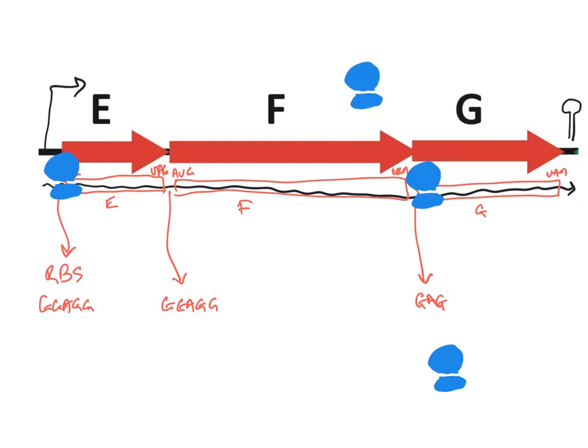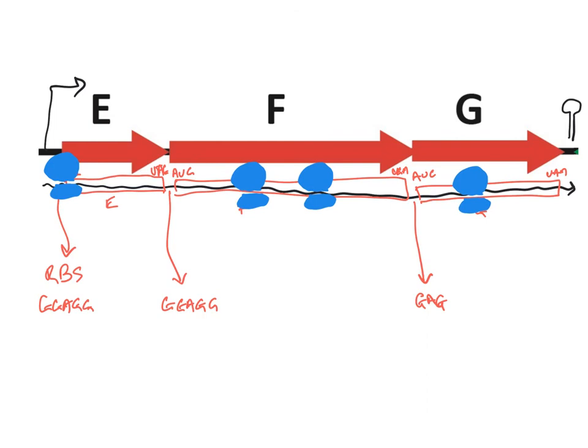Of course, we can actually have multiple ribosomes. So one might start here and start to translate along here, and when it's at this point, another ribosome might come on, and so we'll have multiple proteins being made at the same time from the one message. And of course, this can happen for all 3 of the coding sequences.